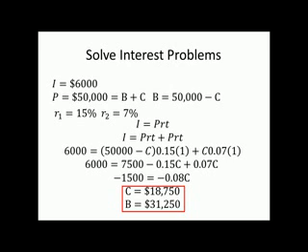$31,250 in the bonds. Again, the bonds are a riskier investment, so she's not putting everything into the bonds. She's kind of safeguarding some of her money by investing in the CDs. I've circled my answers just like they should appear in your homework. Since we have two answers, you want to box them together.